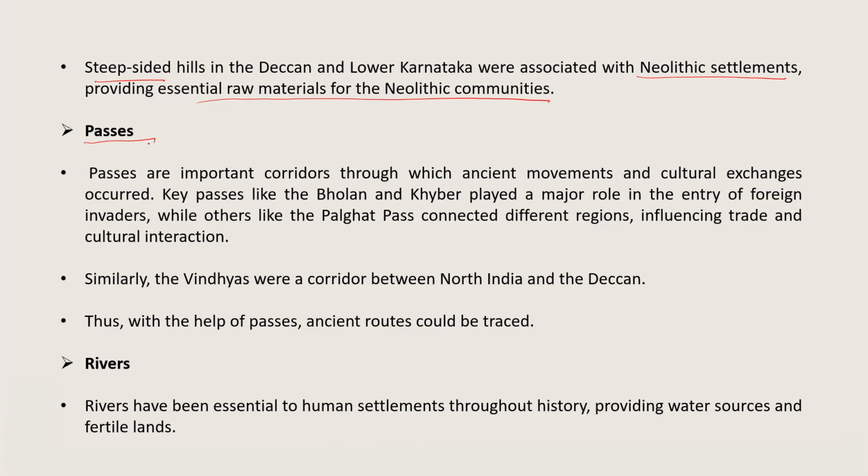Passes are important corridors through which ancient movement and cultural exchange occurred. Key passes like the Bolan and Khyber played a major role in the entry of foreign invaders, while others like the Palaghat Pass connected different regions, influencing trade and cultural interaction. Similarly, the Vindhyas were a corridor between North India and the Deccan. Thus, with the help of passes, ancient routes could be traced.